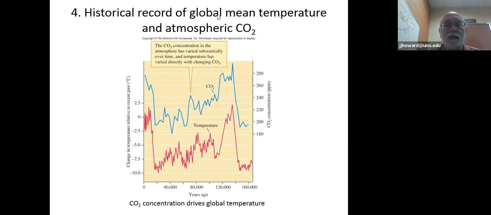So I'm going to now move this back. All right. So here is the current day on the left, and here's 170,000 years ago. And the CO2 concentration is in blue. The temperature of the Earth is in red. Notice that you have relatively high temperatures when you have high CO2 concentrations. As CO2 concentrations fall, so does the Earth's temperature. This is an interglacial period. This is a glacial period. This is an interglacial. This is a glacial period.